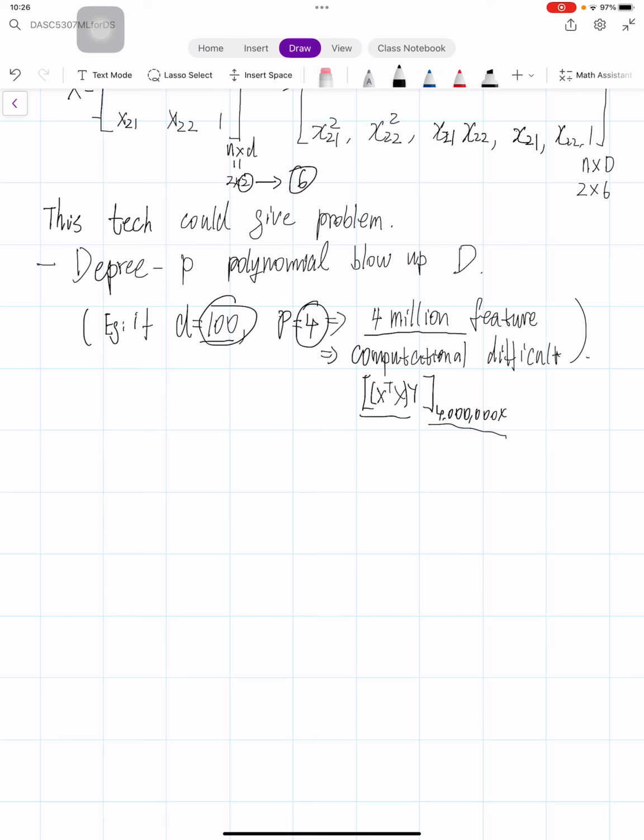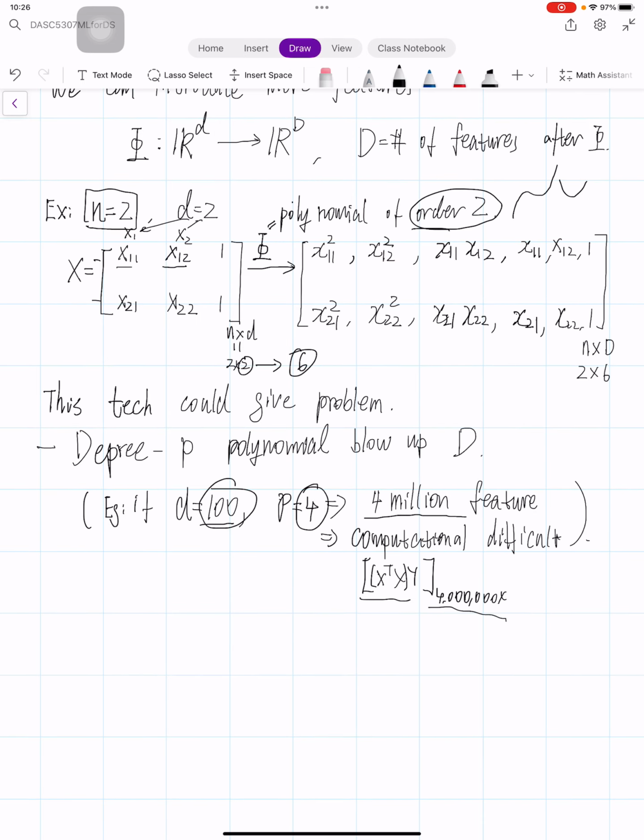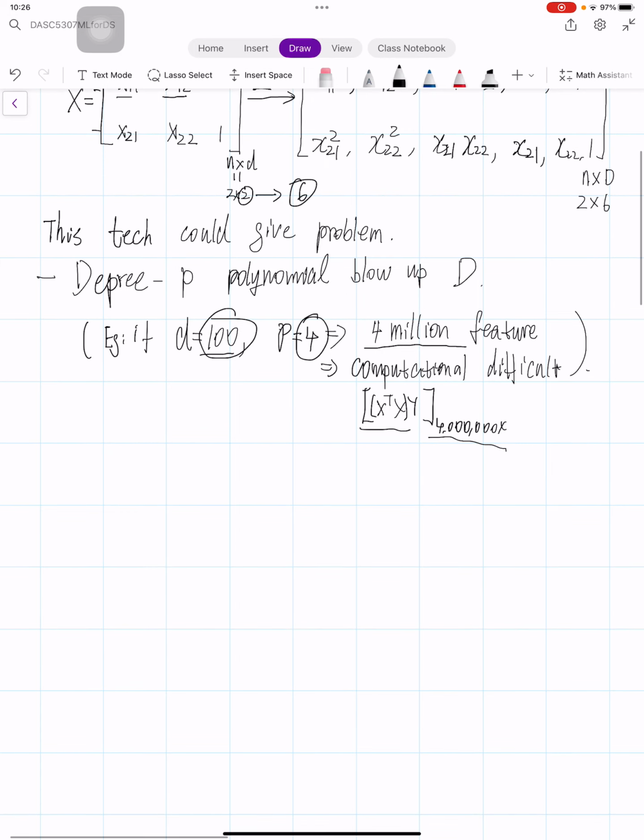So today we're gonna introduce a method with which we can even have infinitely many new features. This is called the kernel trick. So how do we solve it? The kernel trick is the key.